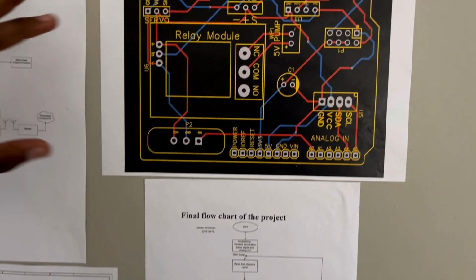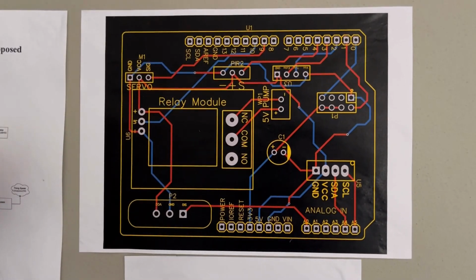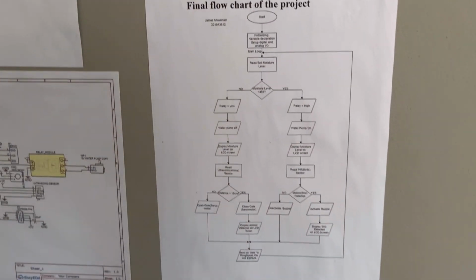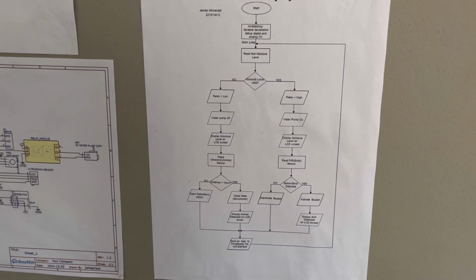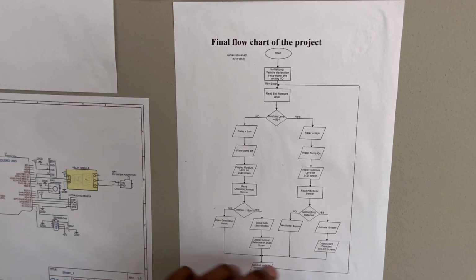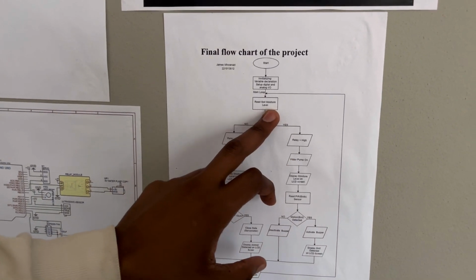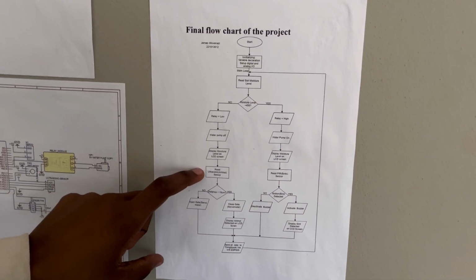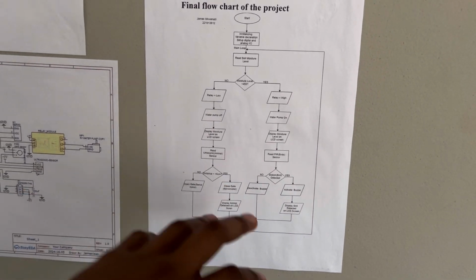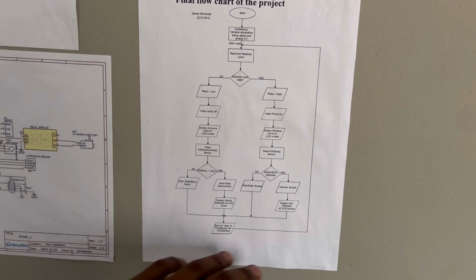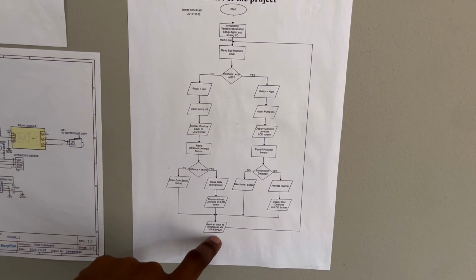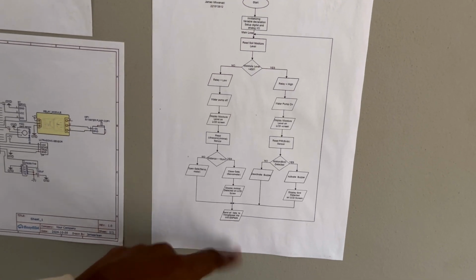And as we move on, this is my PCB, which is built from my schematic. And here is my flow chart. Whatever I explained in the beginning, this is how it goes. It reads all my sensors. It starts by reading the soil moisture, then the ultrasonic, then the PIR, and then all this data is sent through the Wi-Fi ESP to the Internet of Things.